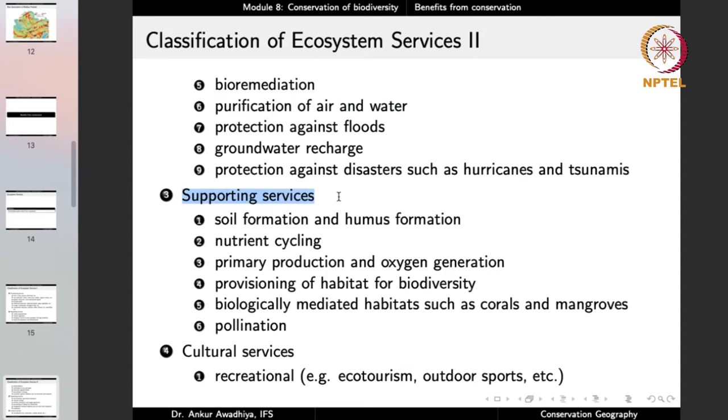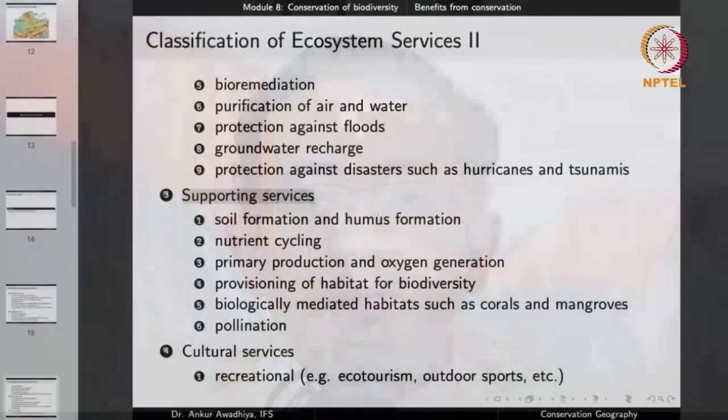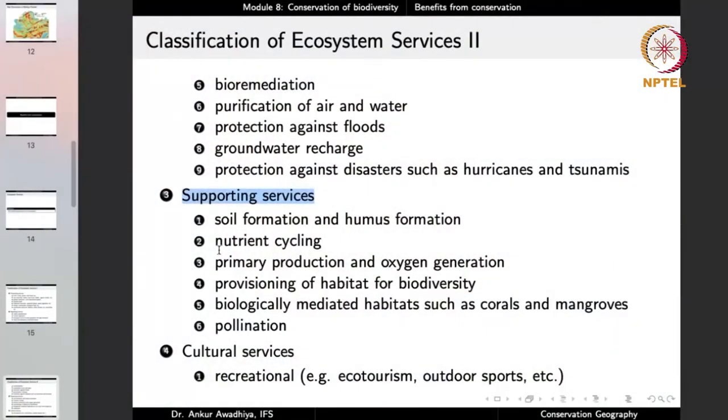Then ecosystems also provide a number of supporting services such as soil formation and humus formation. Now we have seen this before in the context of weathering of rocks, that we have biological weathering, which is facilitated by biological organisms such as plants and animals. So this is a supporting service in the form of provisioning of soil, which has a large number of uses, mostly in agriculture. They also perform nutrient cycling, which is again a supporting service.